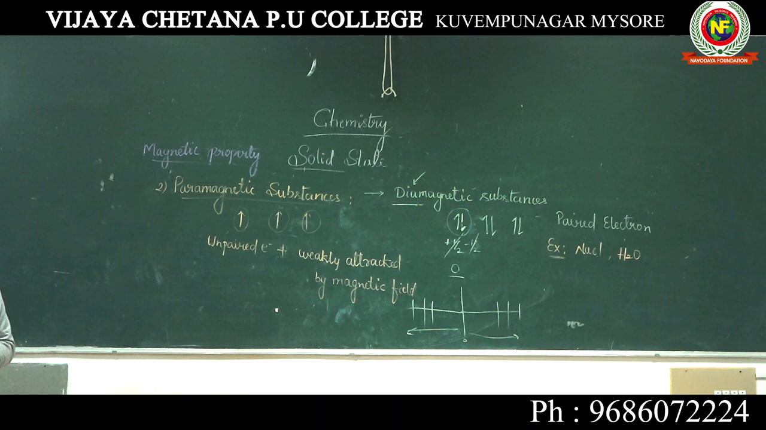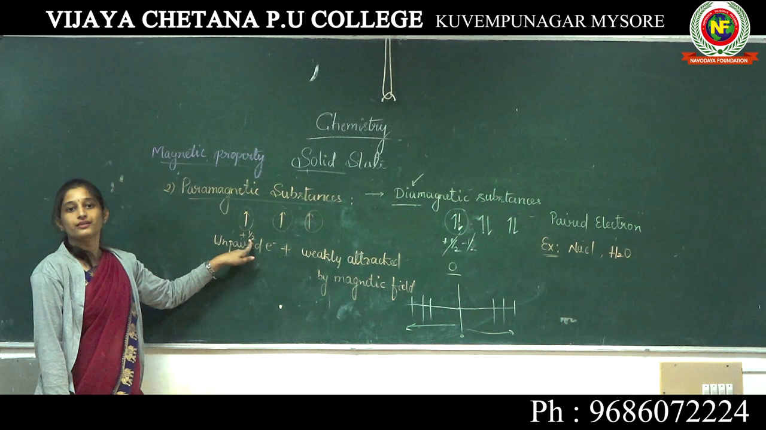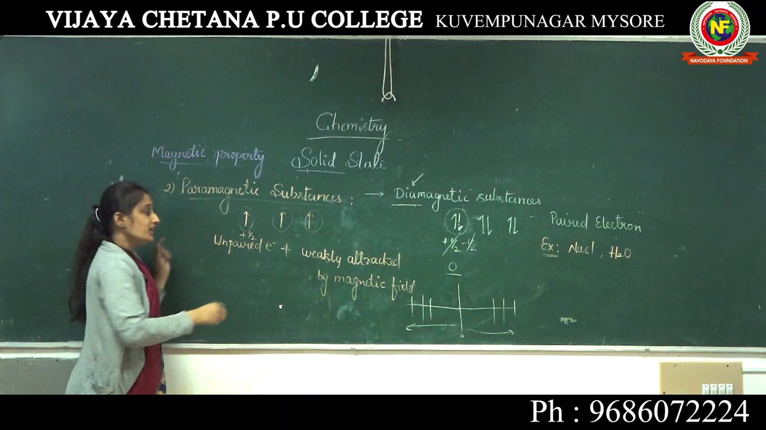Unpaired means there is no downward arrow mark. Here this is plus half. Plus half means plus half only. Is there one more minus half to cancel this? No. Here, once again, plus half. Plus half and plus half, what happened? One.